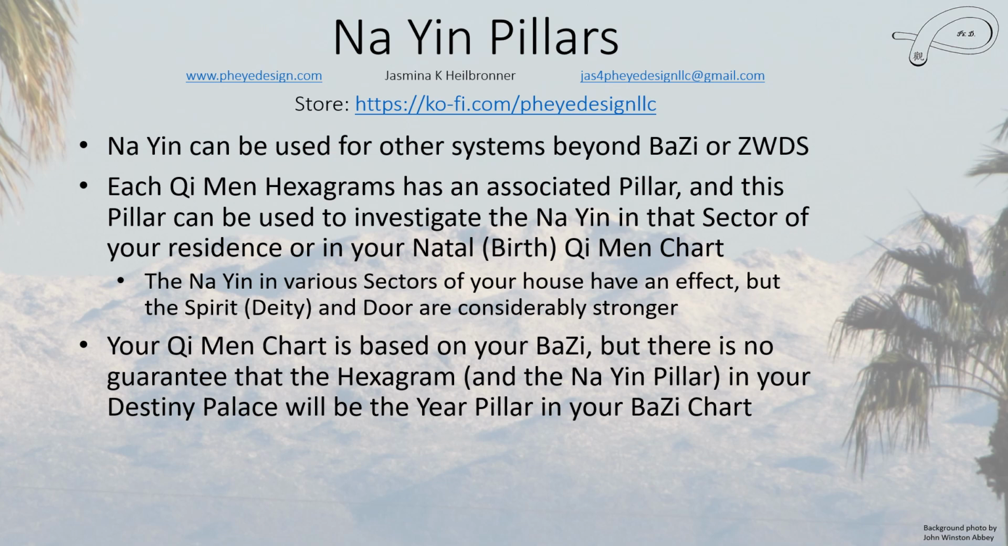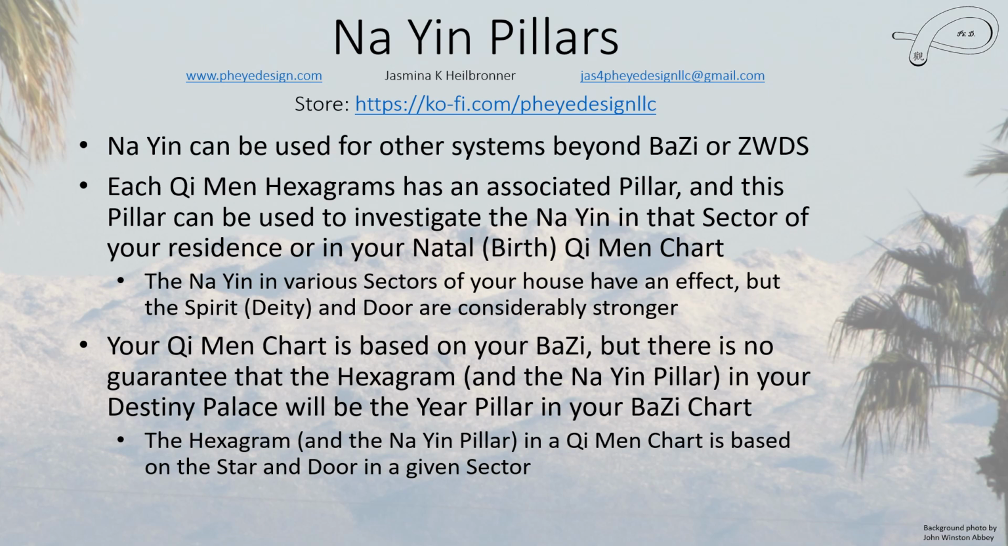Now, your Qimen chart is based on your Bazi, but there's no guarantee that I know of that the hexagram, and therefore the Na Yin pillar in your destiny palace, will be the year pillar in your birth chart. It might be. I don't think it is, though. I don't think there's any guarantee there, is what I'm thinking. So the hexagram in a Qimen chart is based on the star and the door of a given sector.